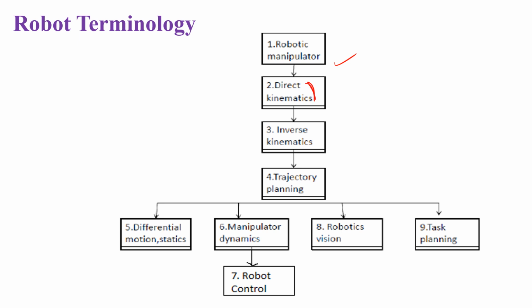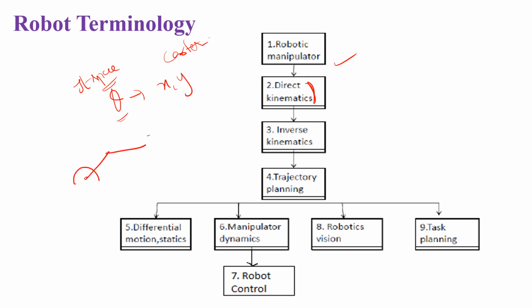And then kinematics. Kinematics means if you give angles to the manipulator, it will give you xy coordinates. Since it is an angle, we can say it is joint space. If you give joint space coordinates, it will produce Cartesian space coordinates. For example, let us take this simple one.